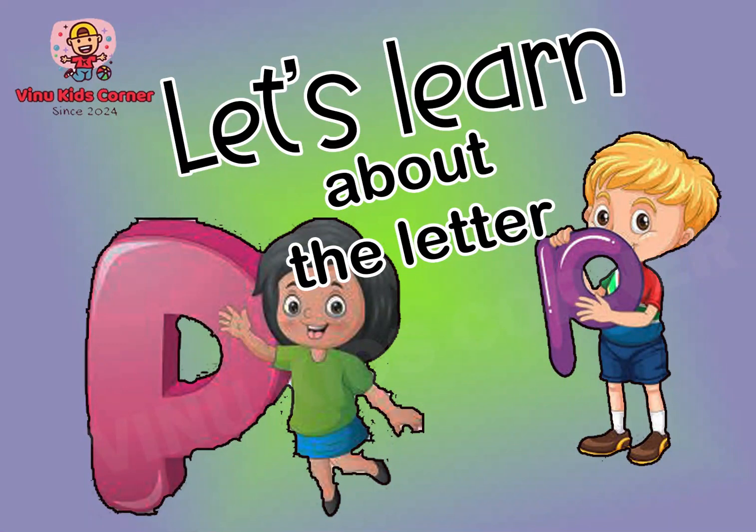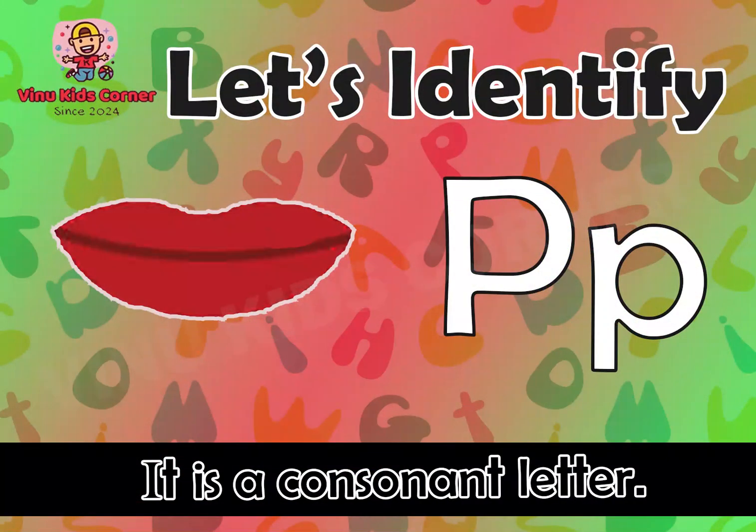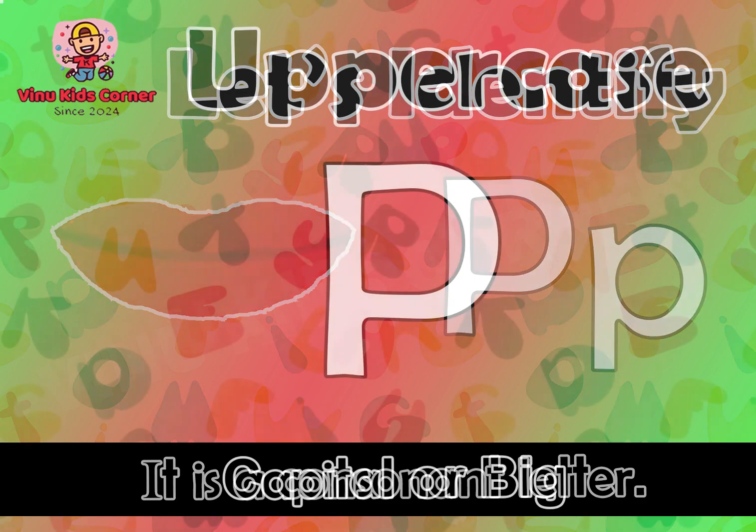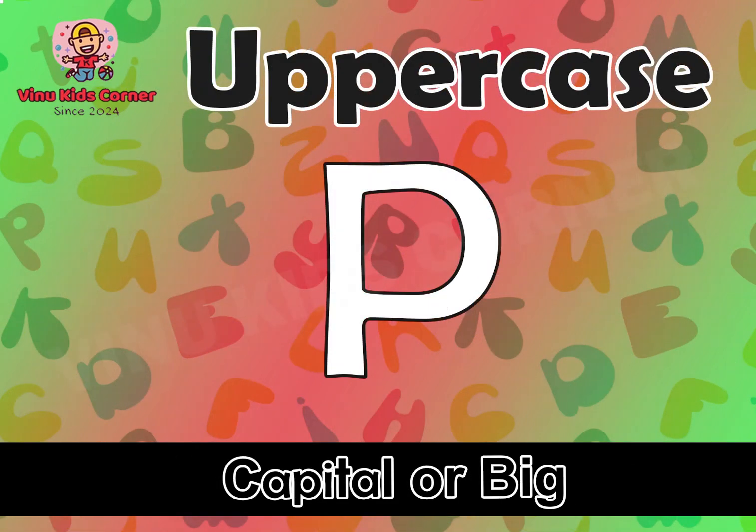Hi friends, let's learn about the letter P. P is the 16th letter in the English alphabet and it is classified as a consonant letter. Here is a letter P in uppercase. It is also known as a big or capital letter.